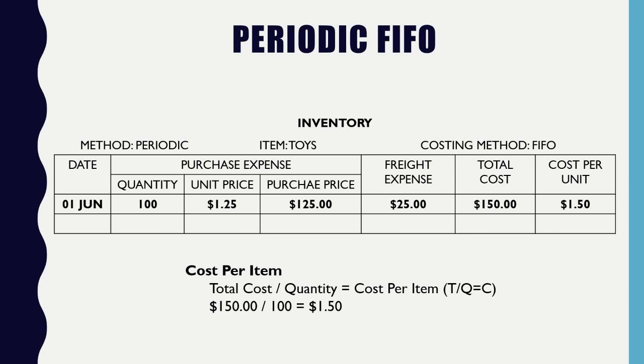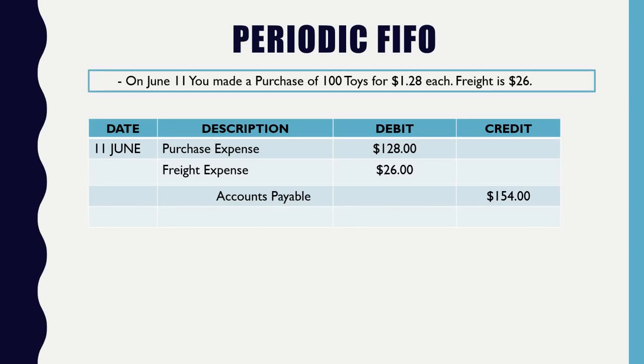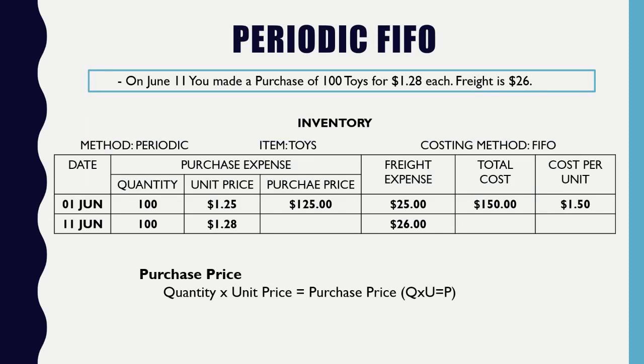Any questions here? Okay. So then scenario number 2 says that on June 11th, you end up purchasing an additional 100 toys for $1.28 with the freight costing you $26. So here, purchase expense: I bought 100 toys at $1.28, so $128, plus my freight of $26 to give me a grand total of $154.